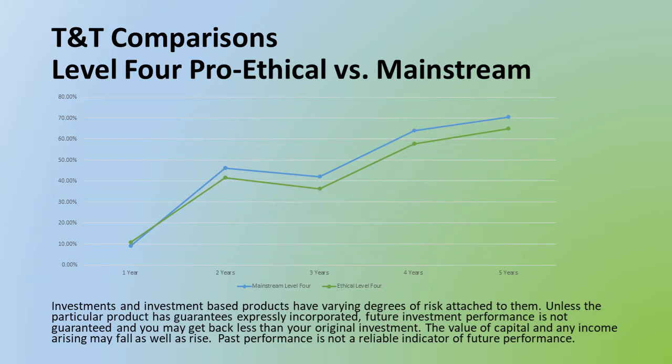And you can see here that the blue Thomas & Thomas mainstream level 4 had enjoyed a very good run actually over the 5 years, coming in over 70% over that time. But nonetheless, the pro-ethical level 4 also was impressive, coming in at around about 65% actually. So it didn't perform quite as well as the mainstream, but it still performed very nicely indeed. Now, as I say once again, this is only the past, but it is a very useful tool for us to be able to evidence that ethical investing does still work.